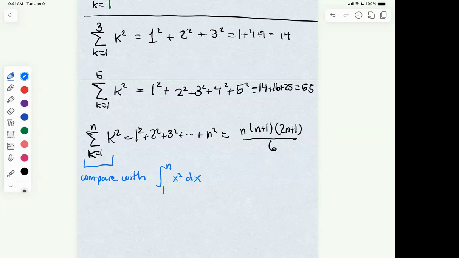Of course, it wouldn't be the same number, because the integral is continuous, so you're adding infinitely many terms. Here, this is a finite sum.